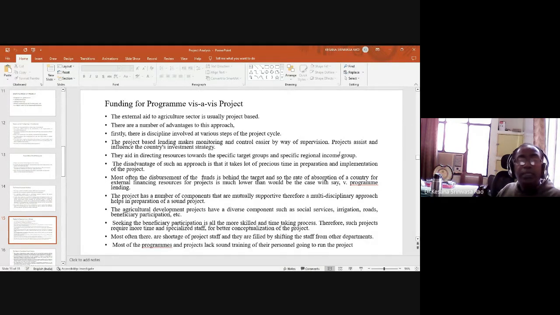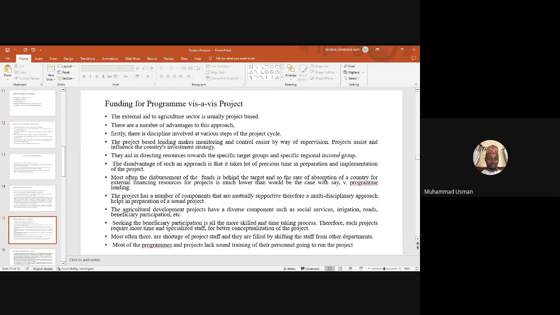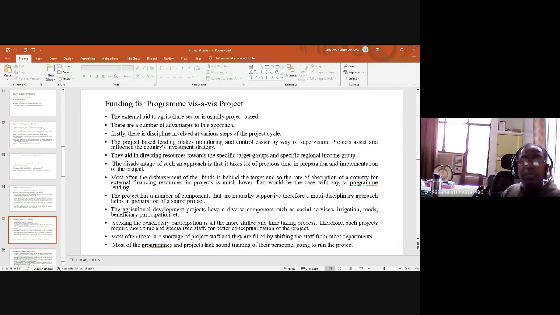Then we can see that agriculture development projects have diverse components such as social services, irrigation, roads, beneficiary participation, etc. This is what I am trying to say. Seeking beneficiary participation is an all the more skilled and time-taking process. Therefore, such projects require more time and specialized staff for better conceptualization of the project.